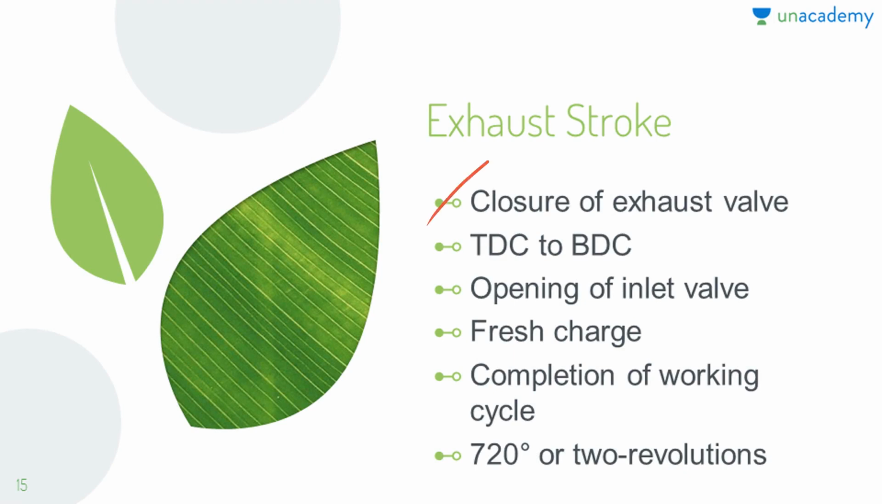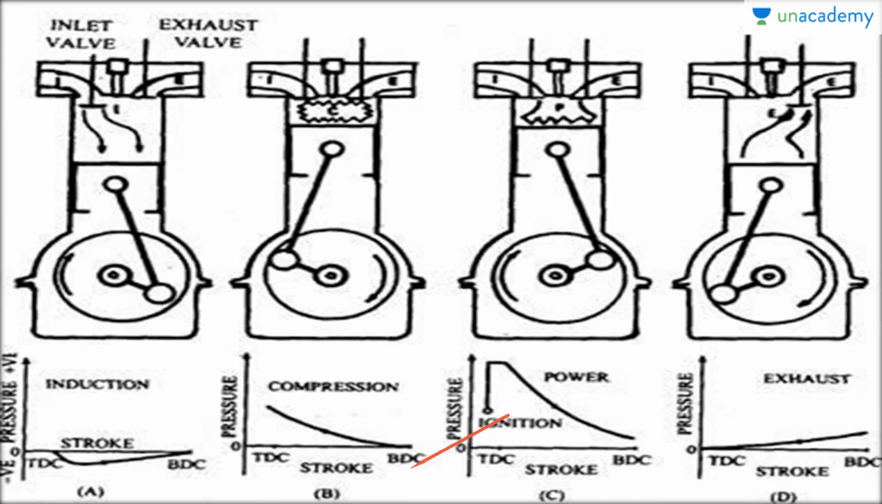In the next cycle, the piston starts moving again from the TDC to the BDC and the inlet valve opens, allowing fresh charge to enter into the cylinder, and the process continues. Thus, the 4 different strokes, or one working cycle, is completed when the crankshaft rotates 720 degrees or 2 revolutions. So this is what I had told.